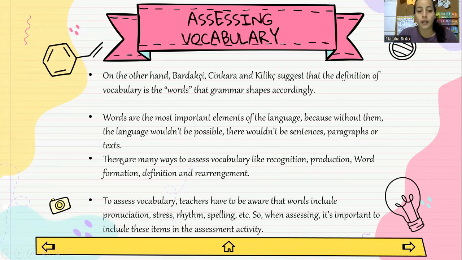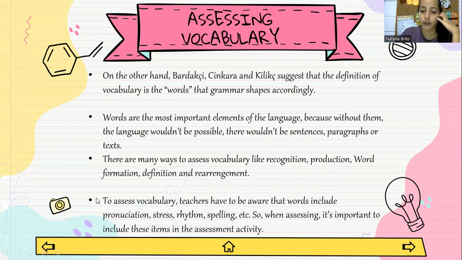Okay. In the third place, I have that there are many ways to assess vocabulary like recognition, production, word formation, definition, and rearrangement. There are many ways to assess it. Maybe it would depend on the level, on the students, on the course or group, the curriculum, everything. Okay.